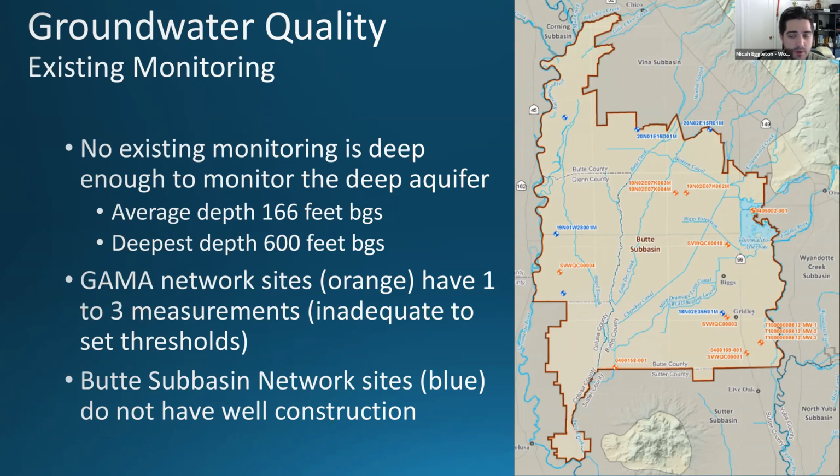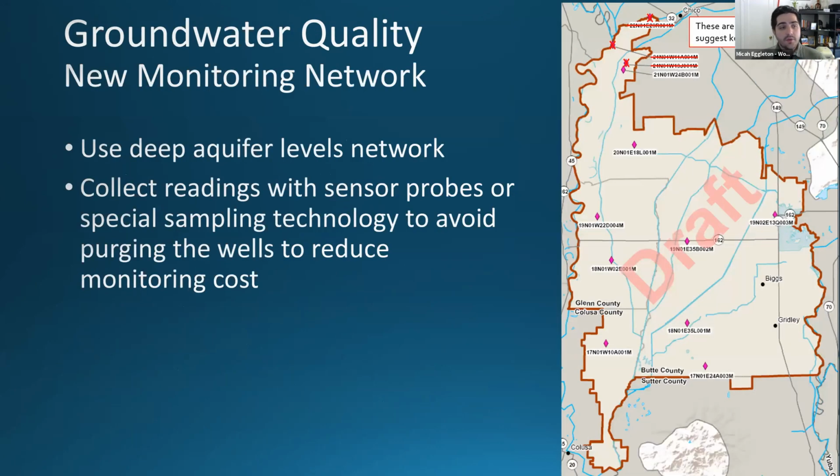The Butte Subbasin network, provided in blue on this map, also does not have a lot of well construction information, so we don't really know exactly where these wells were completed to know if we can utilize them for the deep aquifer well system. So here is the proposed new monitoring network for the deep aquifer, because we're looking at upwelling of that saline water, which is why we're not looking at the shallow wells. And we would collect readings using sensors or probes or special sampling technology to avoid purging of the wells. This reduces monitoring costs moving forward. But this is the network we're looking at.